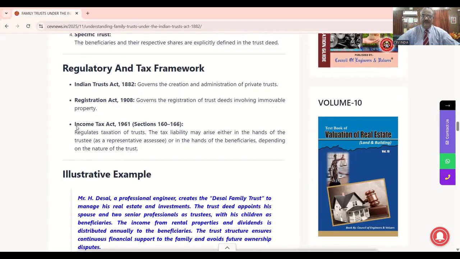We are discussing the regulatory and tax framework. Income Tax Act 1961, Section 160 to 166, or amended accordingly. It regulates taxation of trusts. The tax liability may arise either in the hands of the trustee as a representative assessee or in the hands of beneficiaries depending on the nature of the trust. So tax liability is dependent on the nature of the trust.